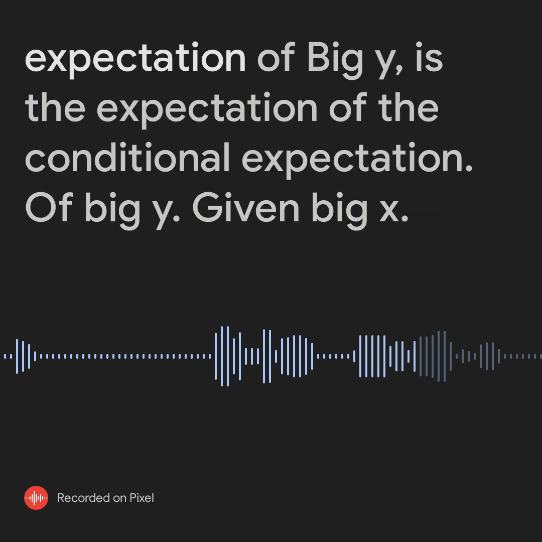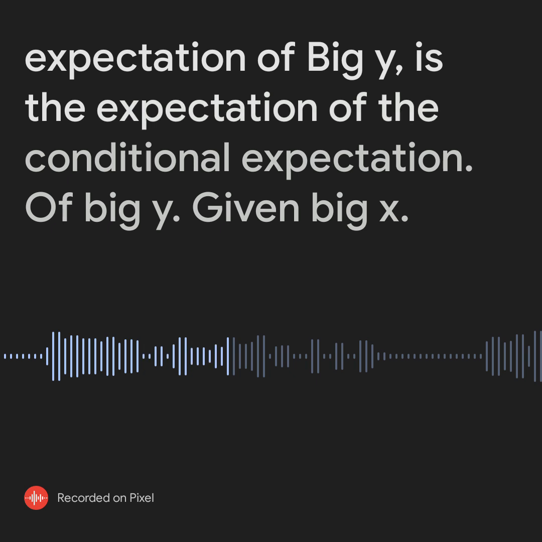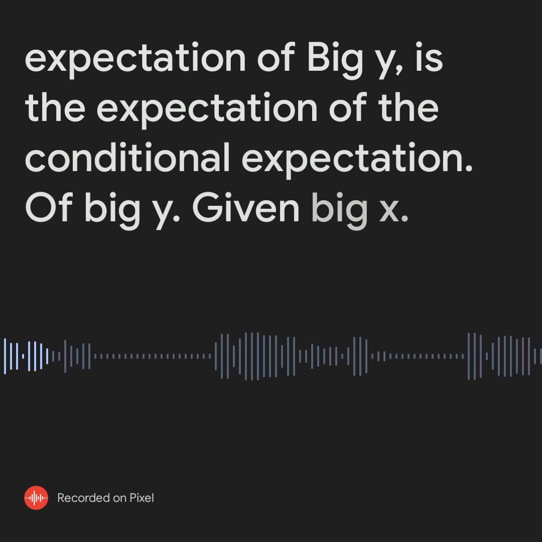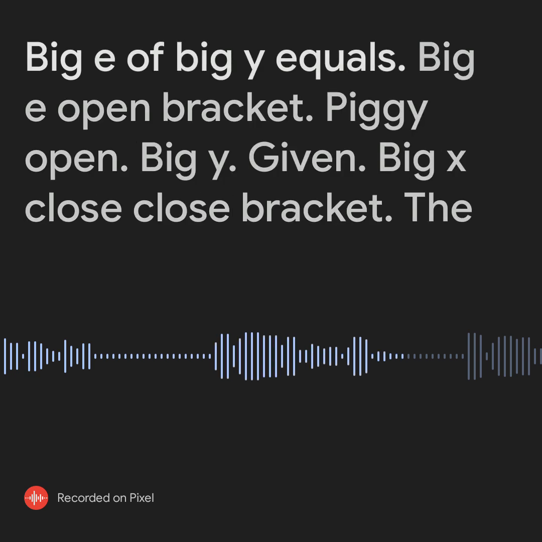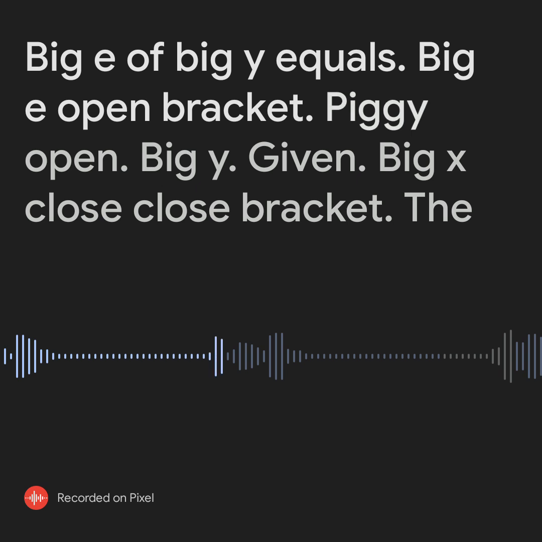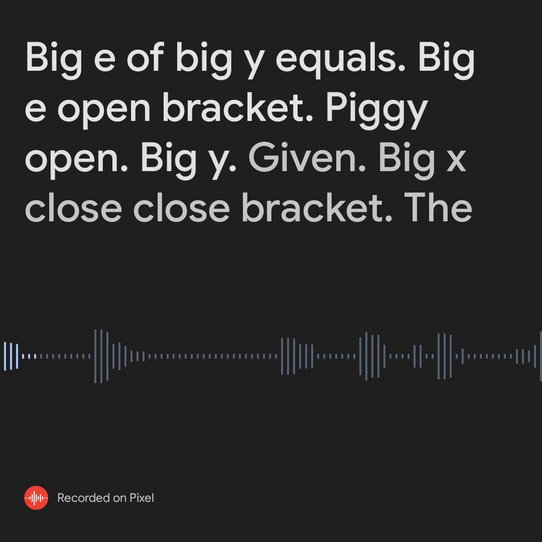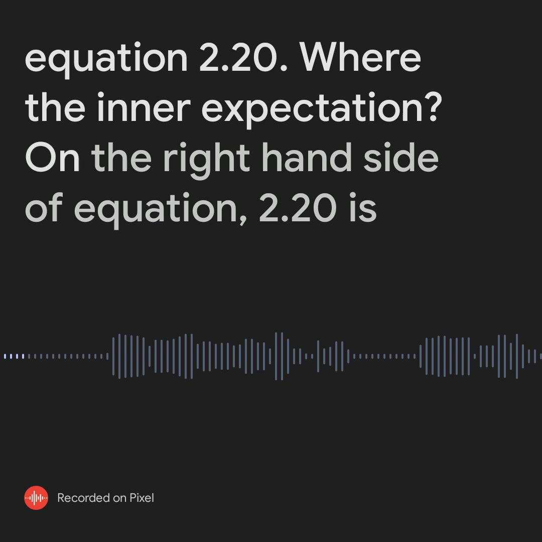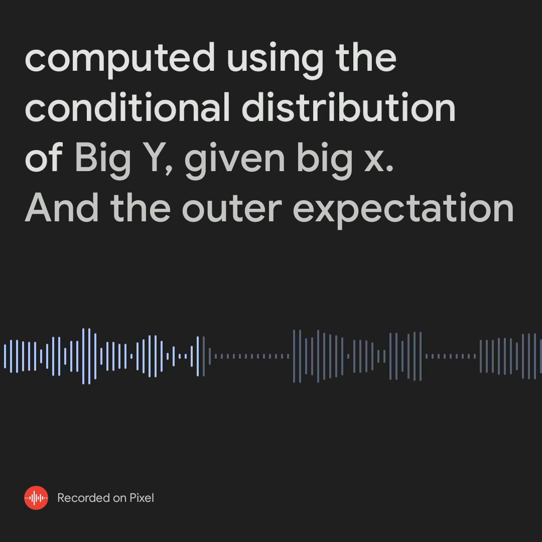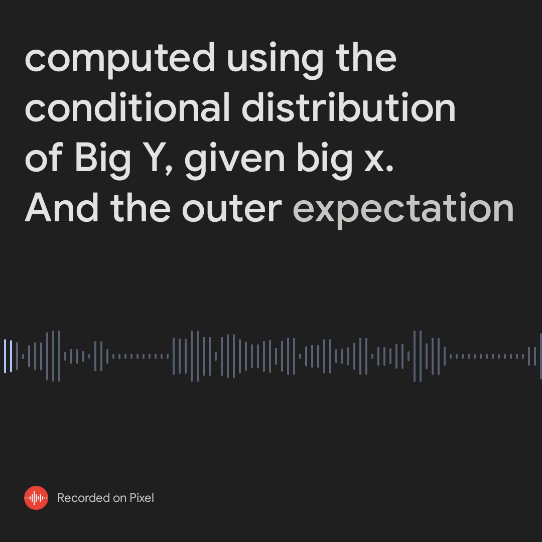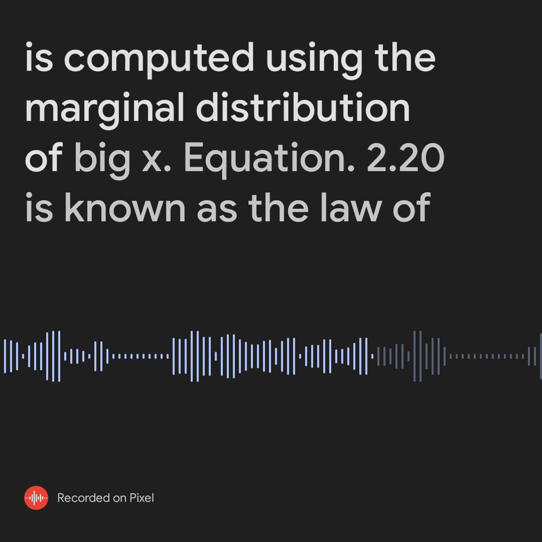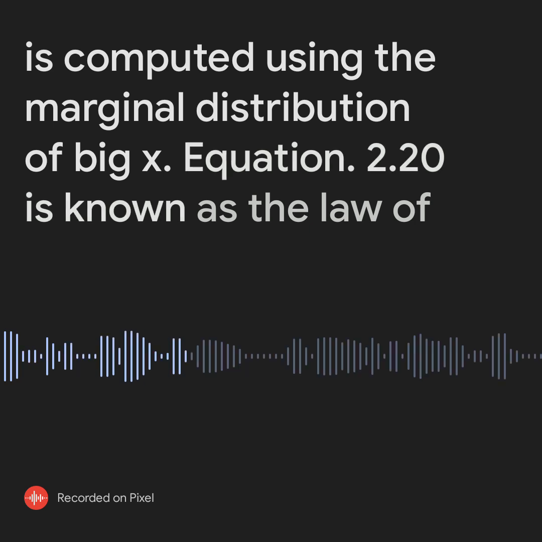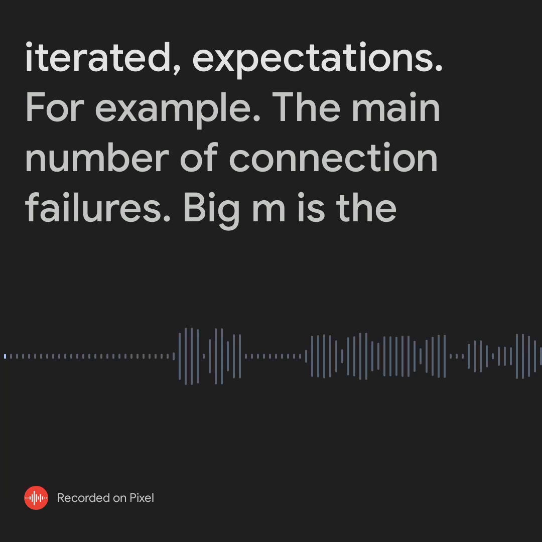Stated differently, the expectation of Y is the expectation of the conditional expectation of Y given X. E of Y equals E open bracket E of Y given X close bracket, equation 2.20, where the inner expectation on the right hand side of equation 2.20 is computed using the conditional distribution of Y given X, and the outer expectation is computed using the marginal distribution of X. Equation 2.20 is known as the law of iterated expectations.